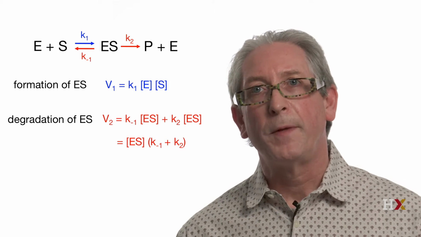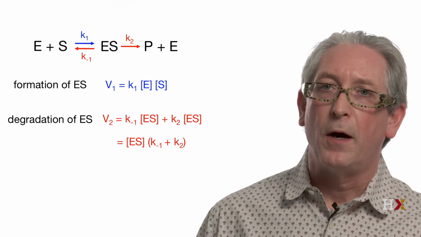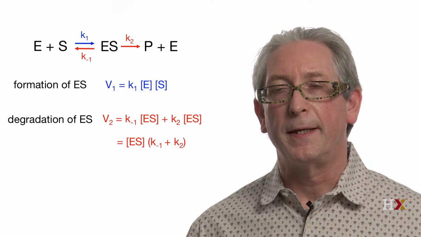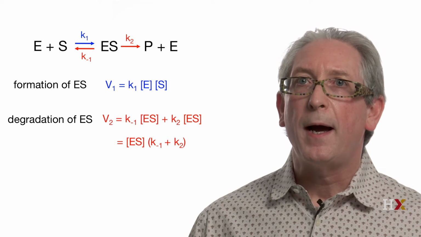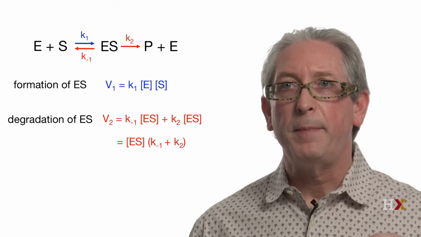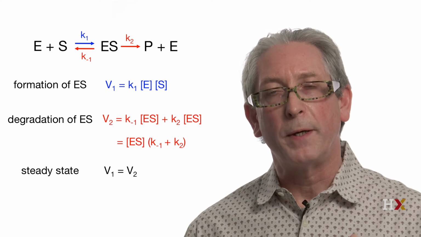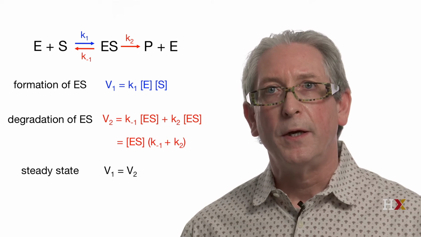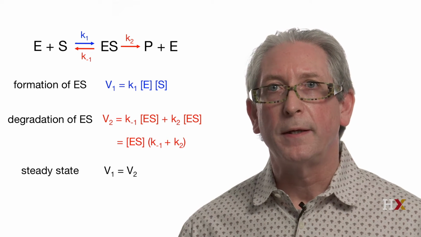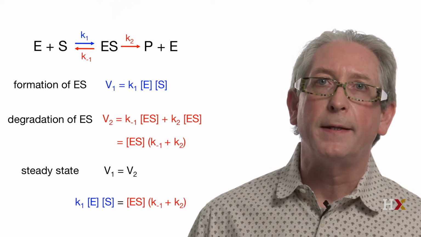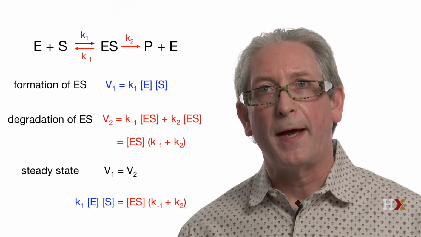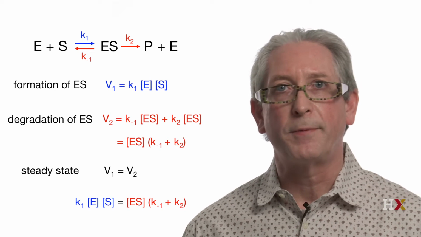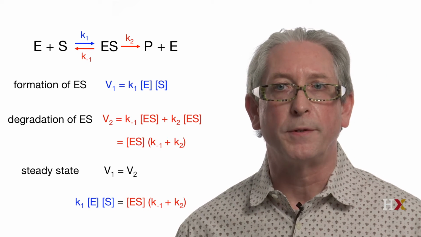Now we have determined the rate of the formation of the enzyme-substrate complex and the rate of the dissociation of the enzyme-substrate complex. We are at steady state. That means that these two rates are equal because the concentration of the enzyme-substrate complex is constant. So we can determine an equation which indicates that K1 times the concentration of enzyme times the concentration of substrate equals the concentration of enzyme-substrate times (K-1 plus K2).